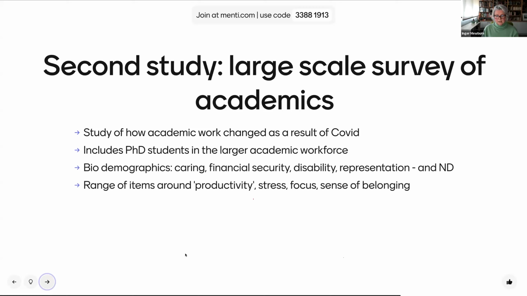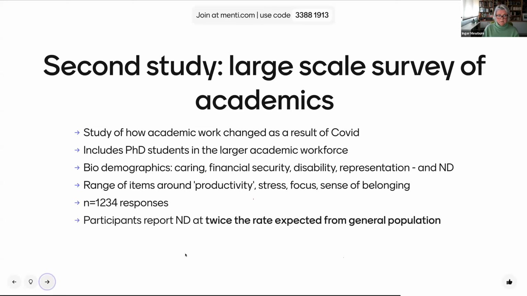Through a very long process of consultation with that big reference group and with Elizabeth Cook, we got a range of scales around productivity, stress, focus, sense of belonging, and we put in AI at the very last minute. So we have 1,234 valid responses. There's about 1,500 in there, but not all of them finished.